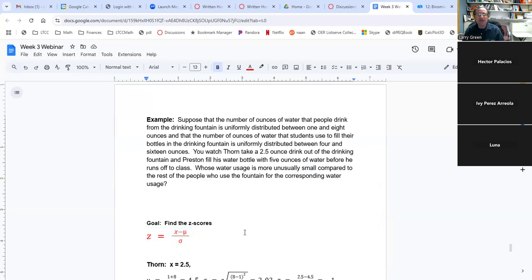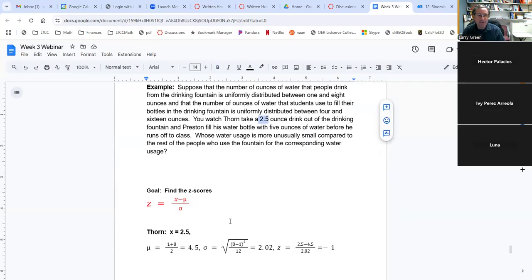All right, so now we're just going to look at them one at a time. Start with Thorne. Thorne drank 2.5 ounces out of the drinking fountain. So Thorne's X value is 2.5. Okay, for the drinking fountain, it was uniform between 1 and 8. So mu is 1 plus 8 over 2, which is 9 halves or 4.5. Any questions on that?